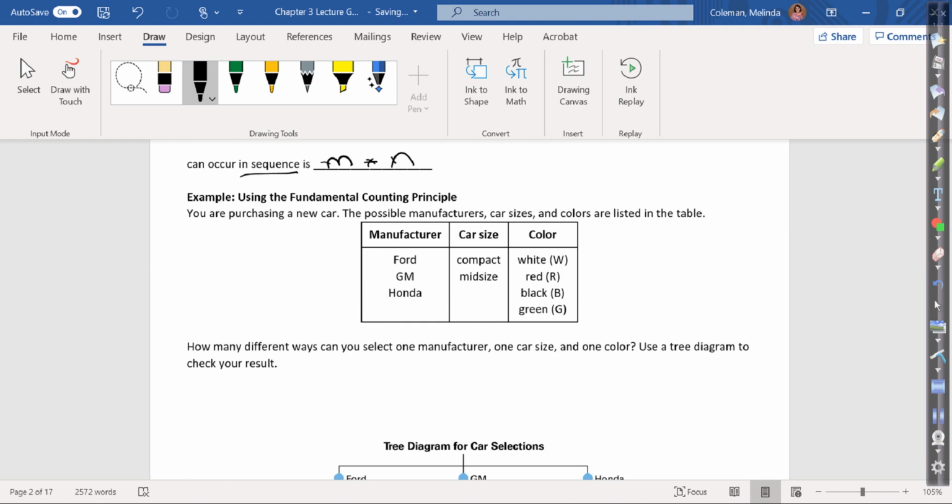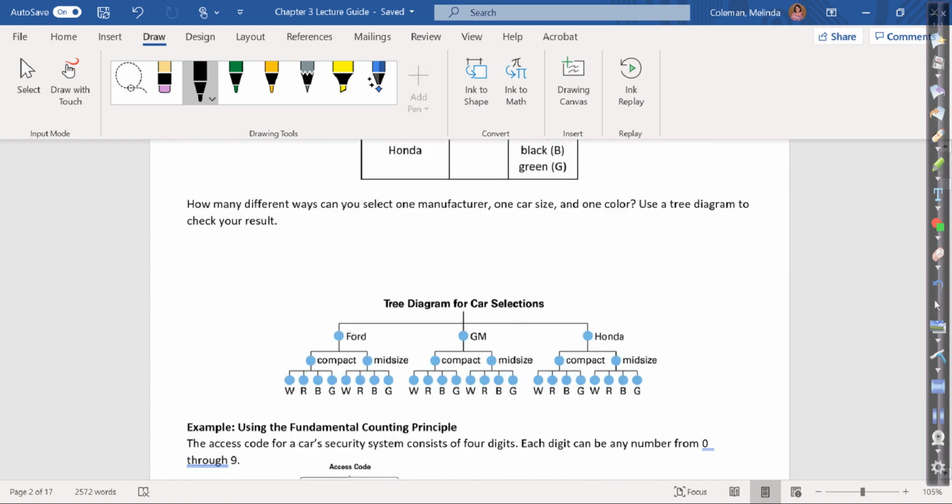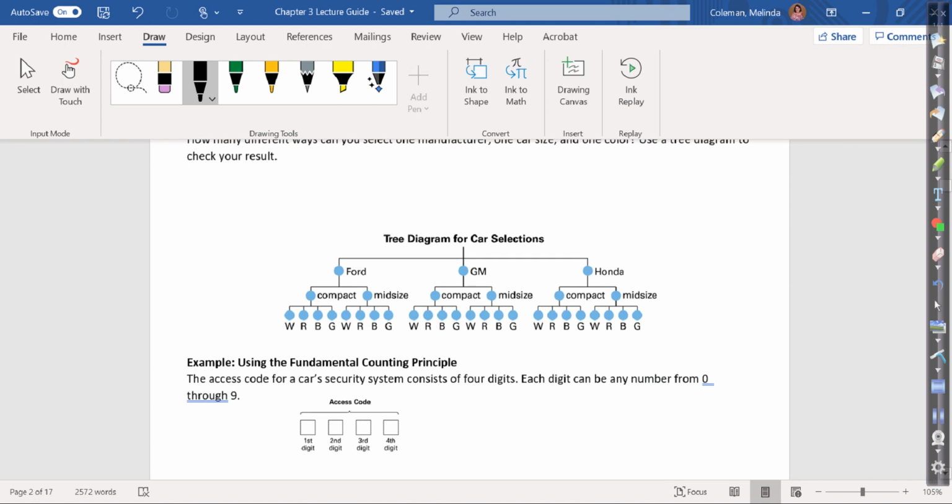So for example, you are purchasing a new car. The following manufacturers, car sizes, and colors are listed below in the table. You can choose a Ford, a GM, or a Honda. You can choose a compact or a mid-size car. You can choose white, red, black, or green. And so here's your diagram.